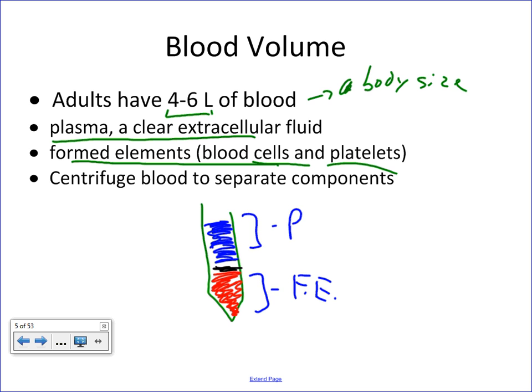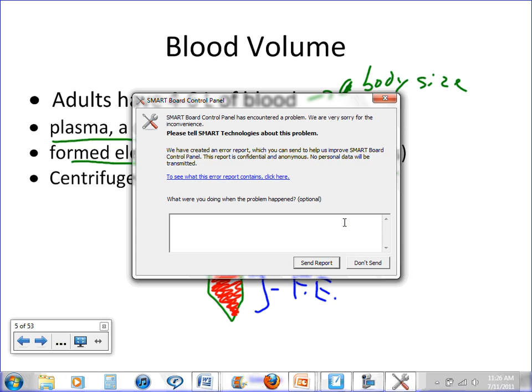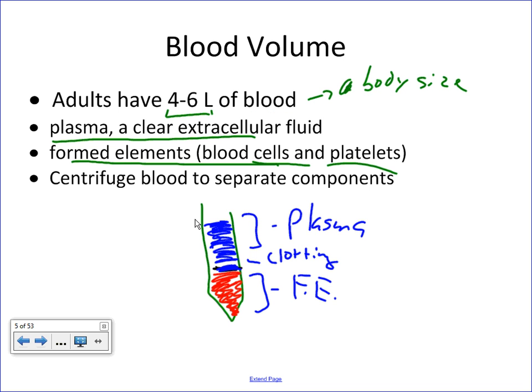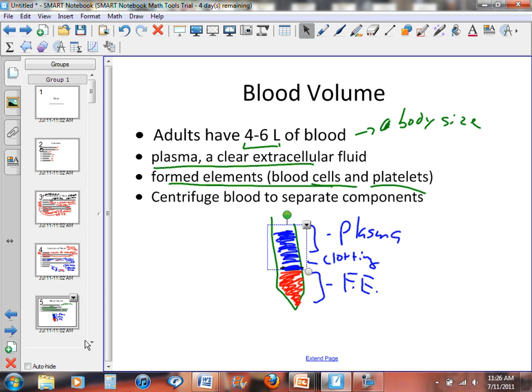So again, we've got the plasma here, which is the water, and here what these would essentially be are the clotting proteins or clotting factors of the blood. If you were to remove this and separate it, what you would have up top would be what you call serum. All right, so now let's get into the specific topic of plasma, and go from there.